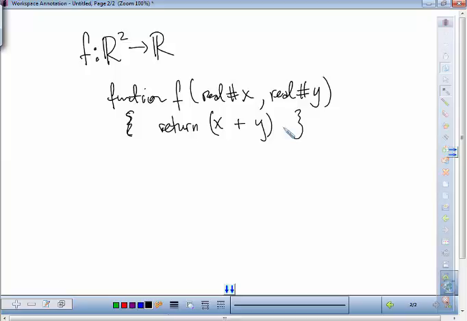So this is a simple function. It takes in an x value and a y value. It takes in two values, and then you're just going to simply add them. So this is an example of simple pseudocode for computer science. If you're going to do C or Java or Python, you would translate this appropriately, and then you would have a running function by calling it.